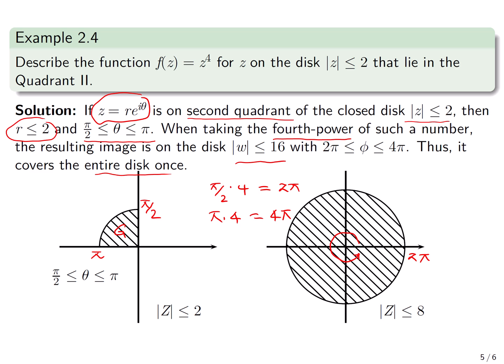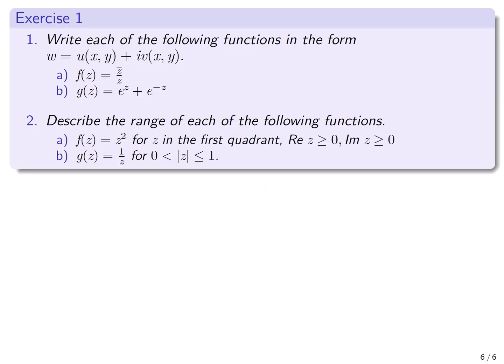Okay, so now you can try these two problems for practice. The first one asks you to write the function in the u plus iv form. The second one asks you to describe the range of the function. So what will happen to the range in these two cases? You can try these two as practice problems.